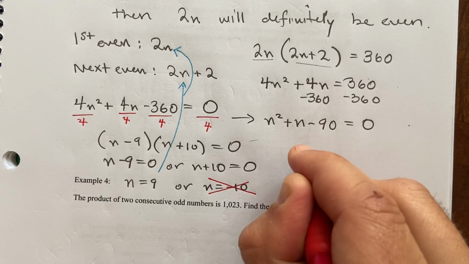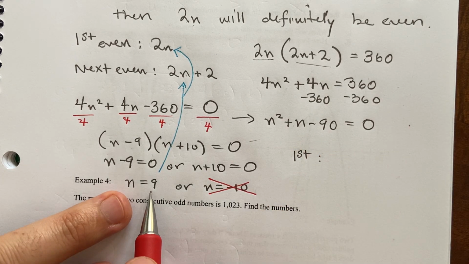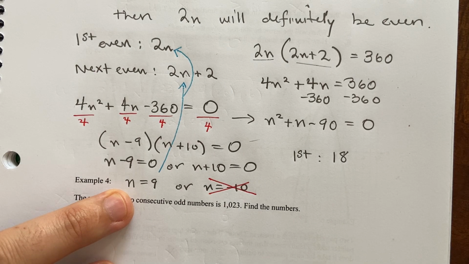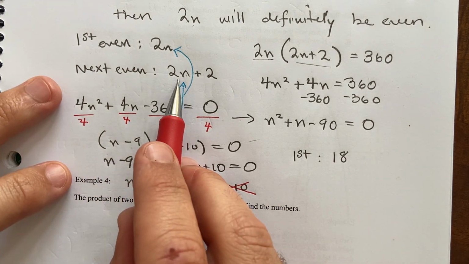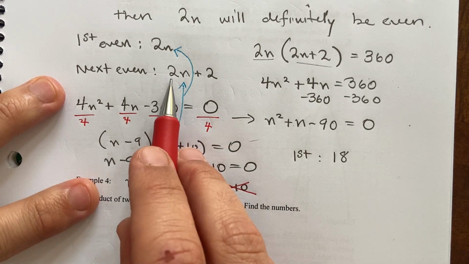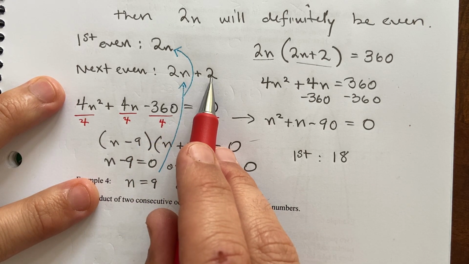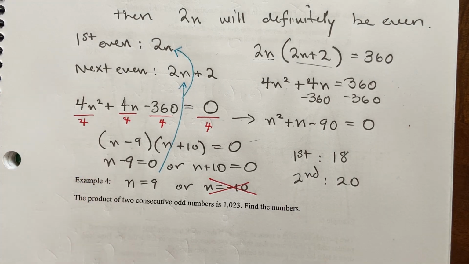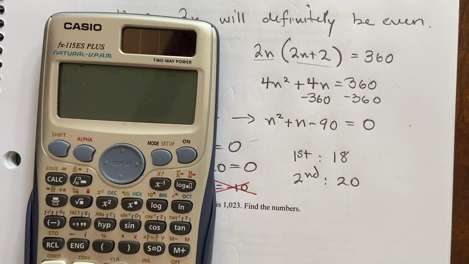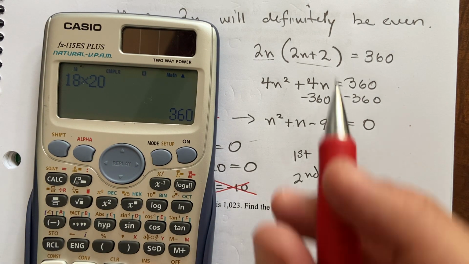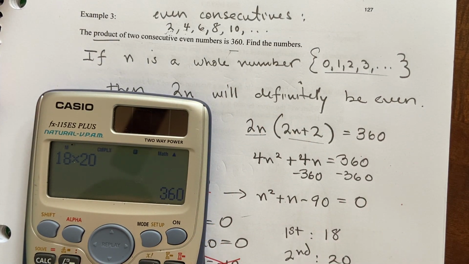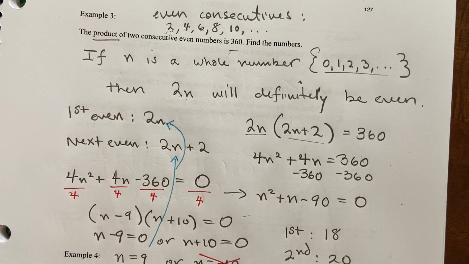So the first would be 2 times 9, in other words 18 is the first number, the first even. The next even, if you take 2 times 9, you get 18, add 2, so the second would be 20. So those are consecutive evens, and 18 times 20 is indeed 360, like the problem wanted. Okay, so I'll go ahead and box these.